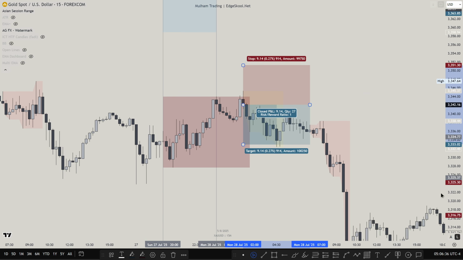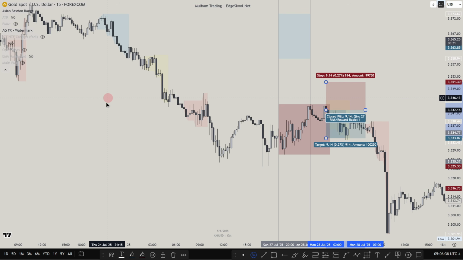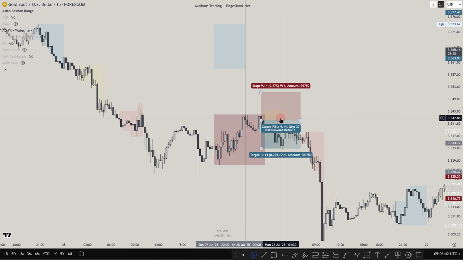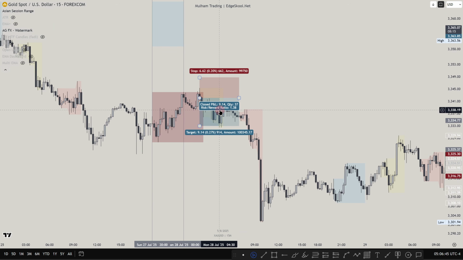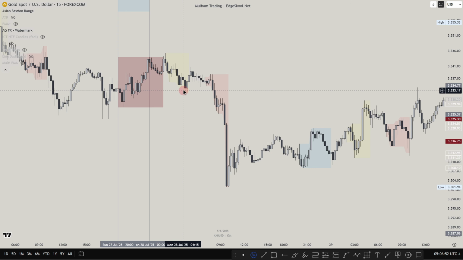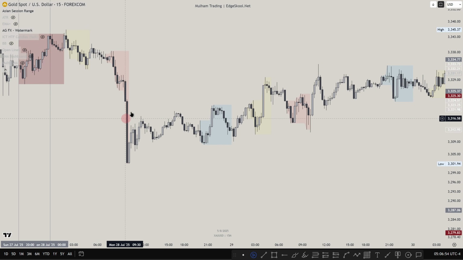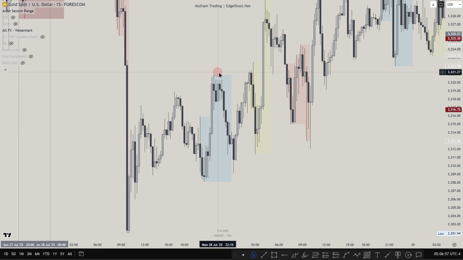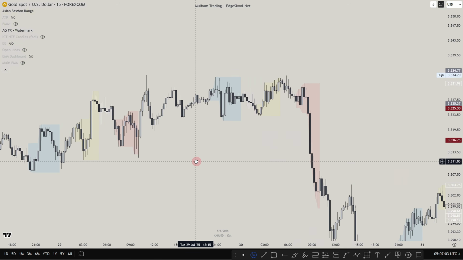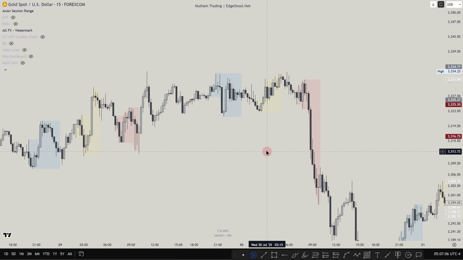So the entry would have been here, but sticking to the rules, same as the trades that we skipped, this is not a valid trade. Okay, so we're gonna pass this one, even though it looked very perfect. Okay, no trade on New York, and here we close above, so no trade on London and no trade on New York for this day.